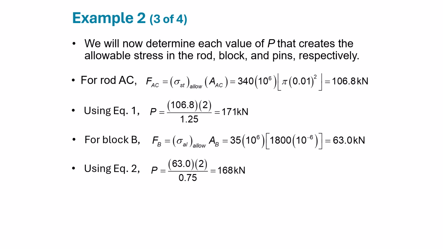For block B, we have sigma aluminum allowable times area of B, which is 35 times 10 to the 6 times 1800 times 10 to the minus 6, that is 63 kilonewton. Using equation 2, our force P will be 63 times 2 over 0.75, which is equal to 168 kilonewton.